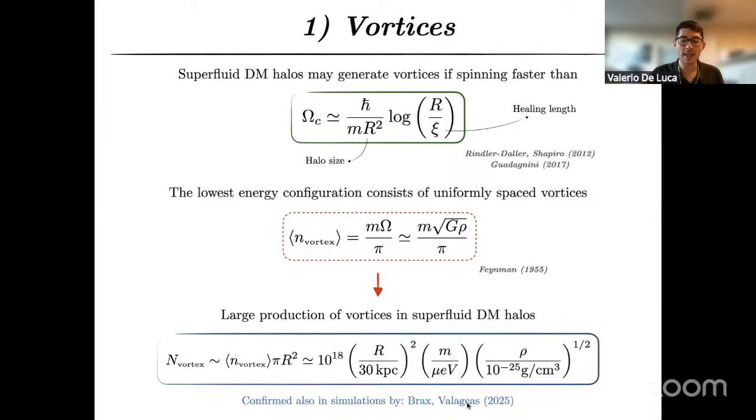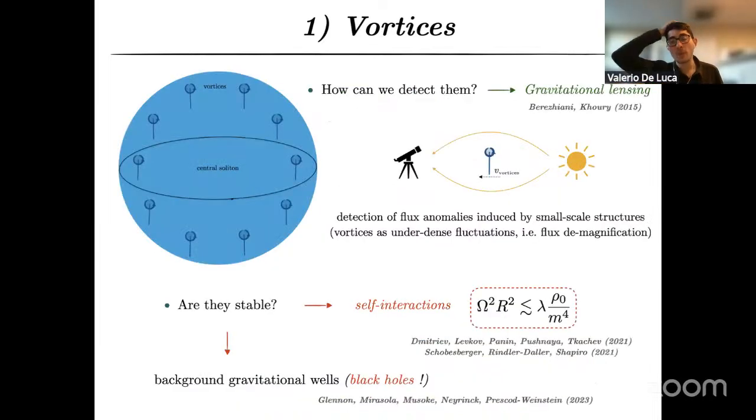So the question is, how can we find these vortices? One possibility is through gravitational lensing. Gravitational lensing basically consists in the magnification of the light coming from a star to the observer because of the presence of some small-scale structures in the line of sight among them.